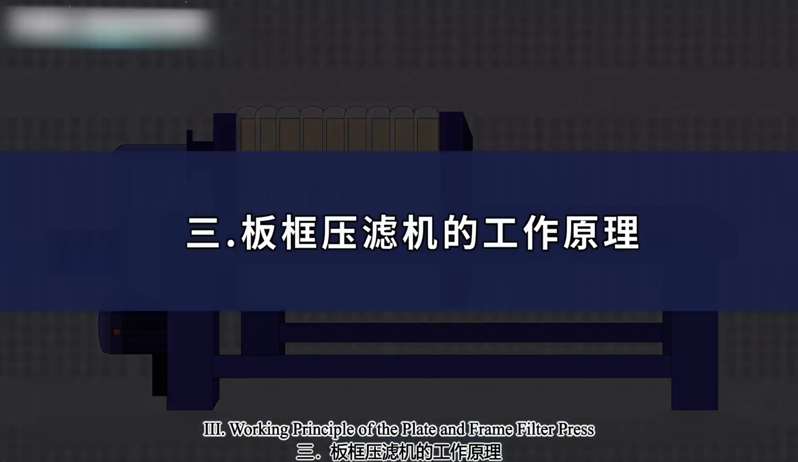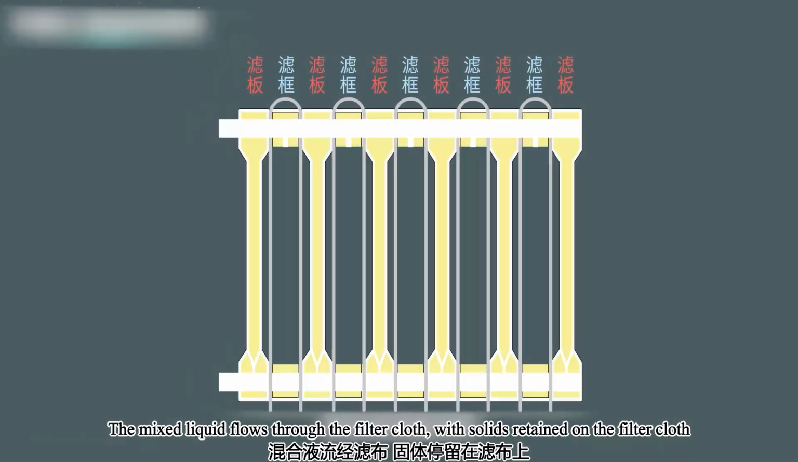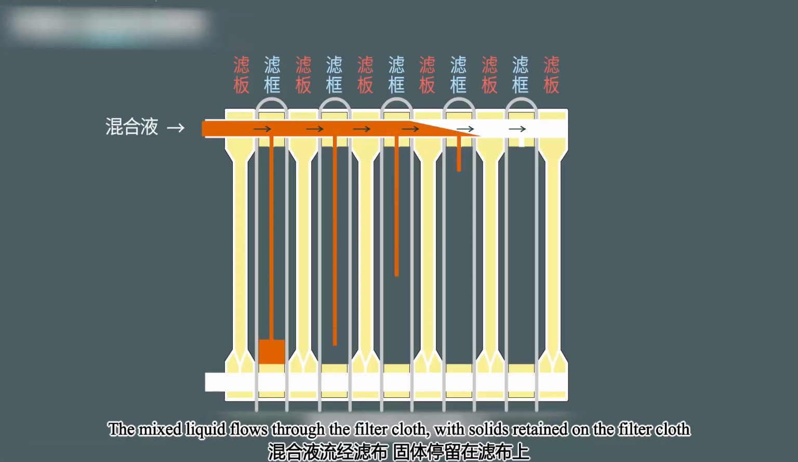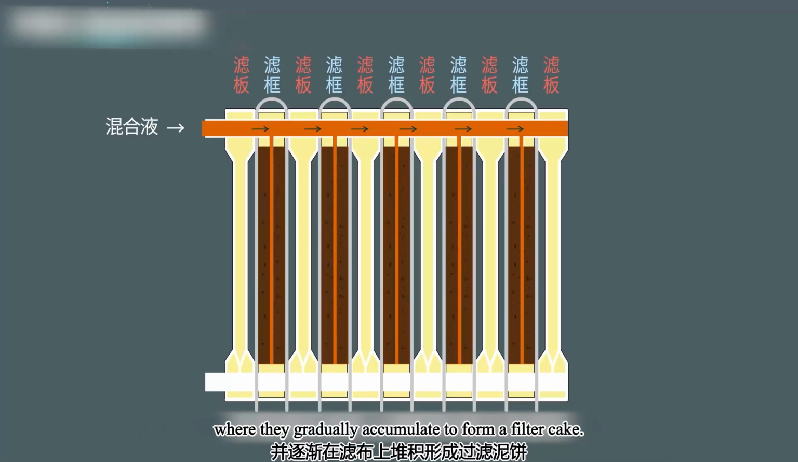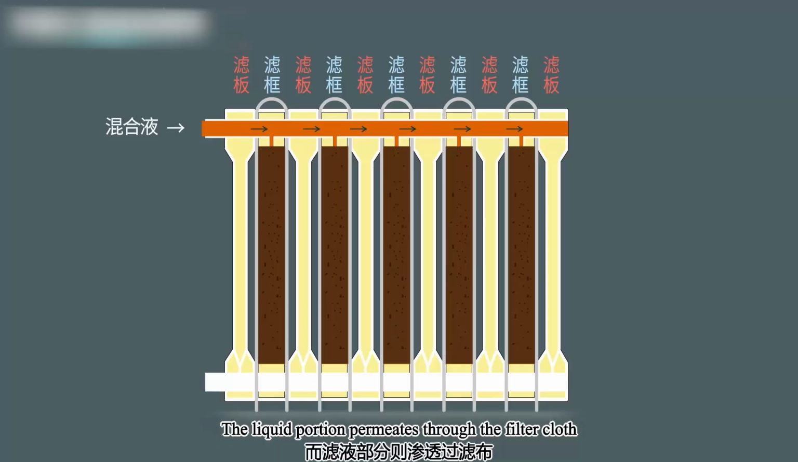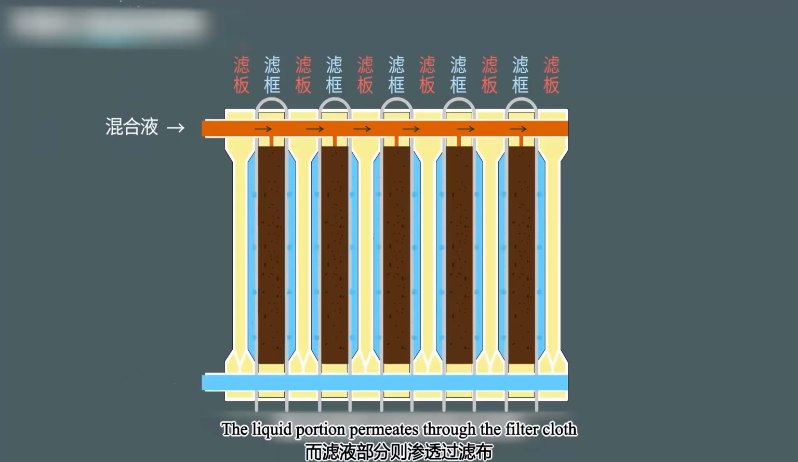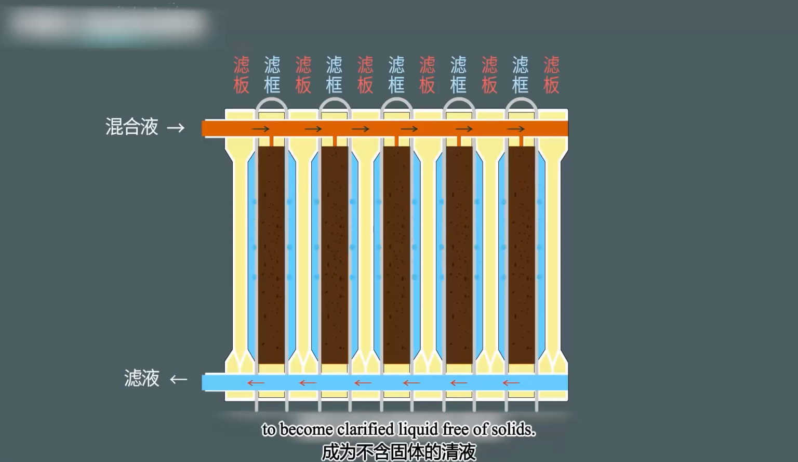Third, working principle of the plate and frame filter press. The mixed liquid flows through the filter cloth, with solids retained on the filter cloth, where they gradually accumulate to form a filter cake. The liquid portion permeates through the filter cloth to become clarified liquid free of solids.